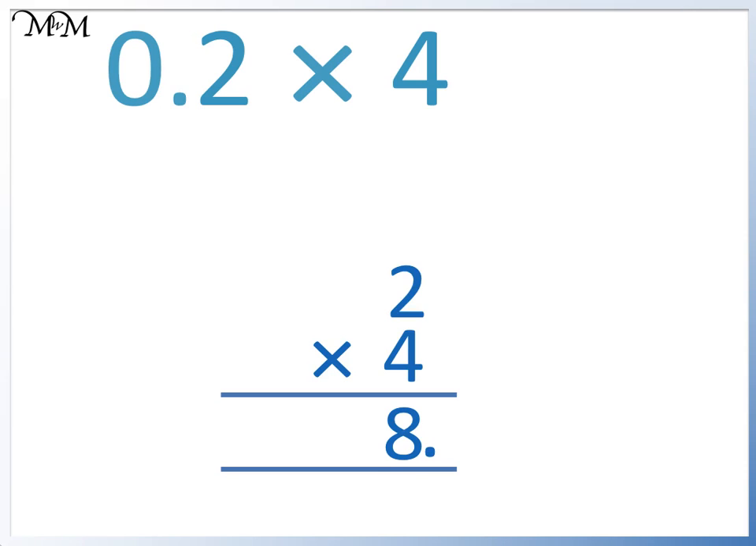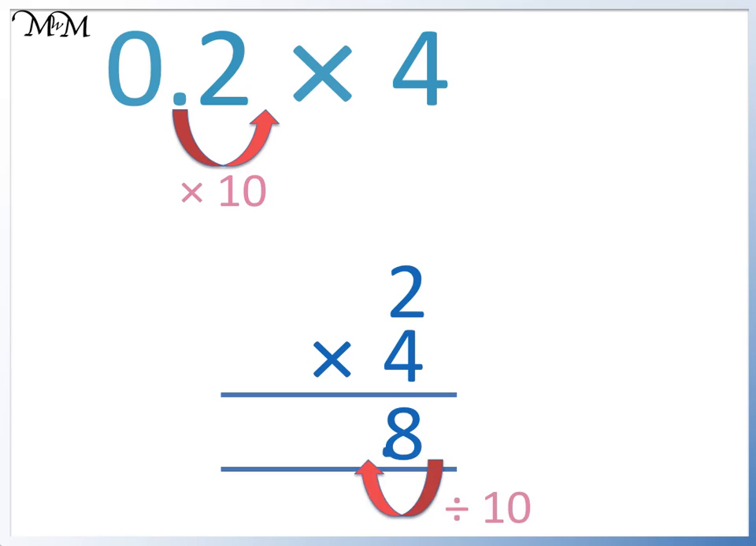To make our multiplication 2 times 4, we made it 10 times larger. We moved the decimal point one place to multiply by 10. So our answer is 10 times too big. We multiplied by 10. So we need to divide by 10 to correct this. We moved the decimal point one place left to divide by 10.